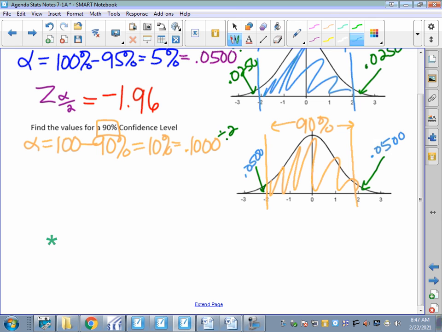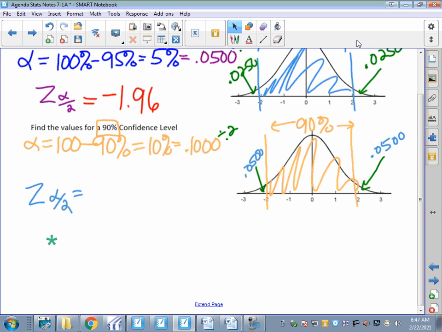Oh, by the way, that negative 1.96, I didn't look up the other side because it would be positive and negative since it's exactly symmetric. So that's why I only looked up the one side. I got a little lazy there and forgot to tell you. So my value for alpha over 2 is 0.0500.